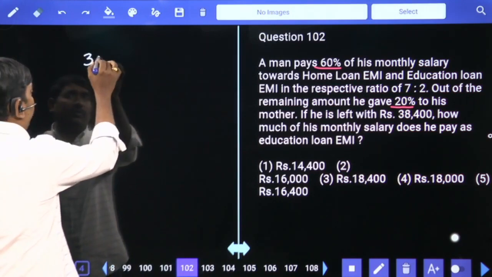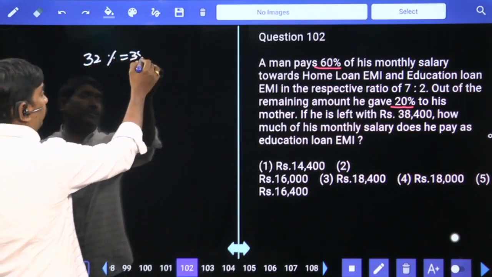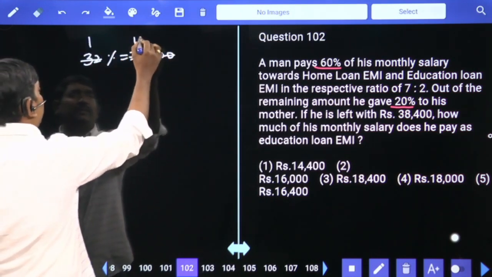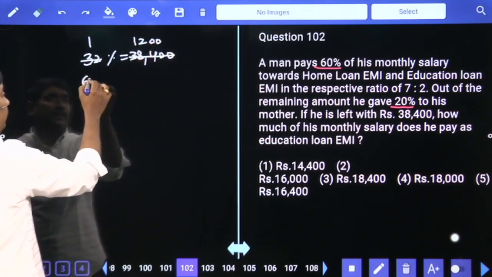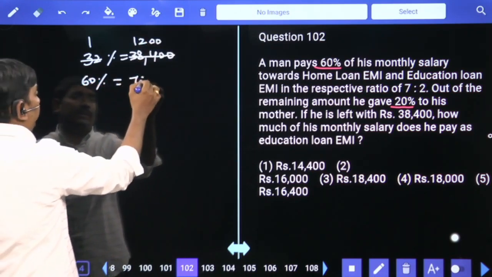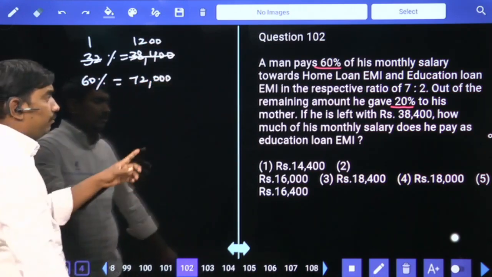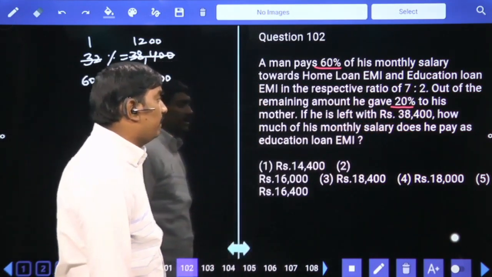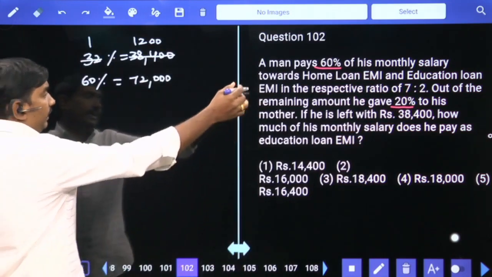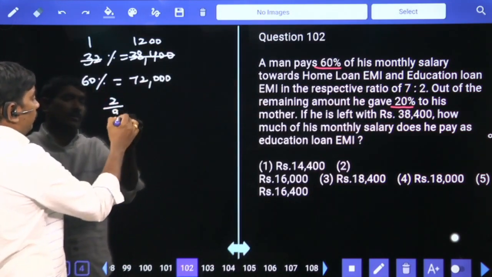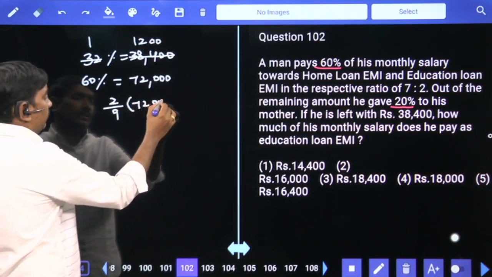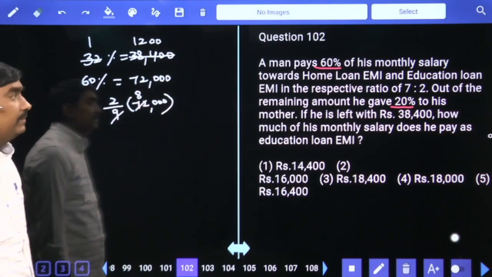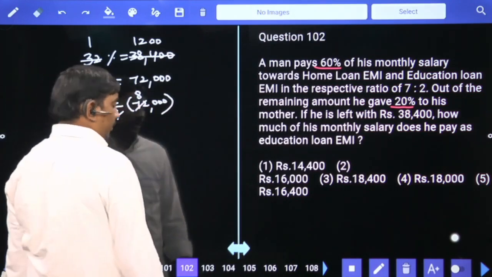Still left with 32% equal to 38,400. 32 one time, 32 ones are 32 twos. Then total 60% value is 72,000. This 72,000 in the ratio of 7:2. 7 plus 2, 9 parts value 72,000. In that education loan, 2 parts. 2 by 9 into 72,000. 9 eights, 2 eights are 16,000 is your answer. Education loan EMI is 16,000.